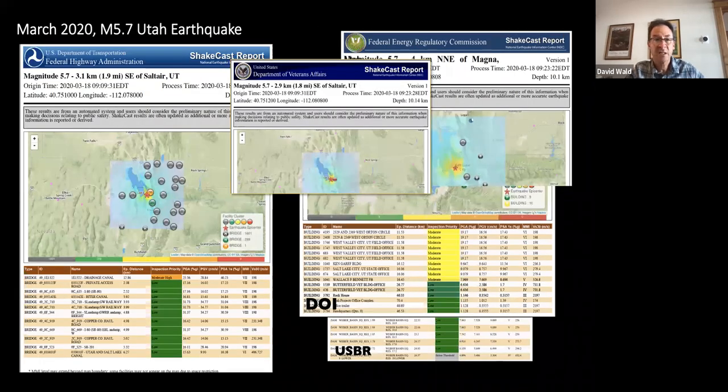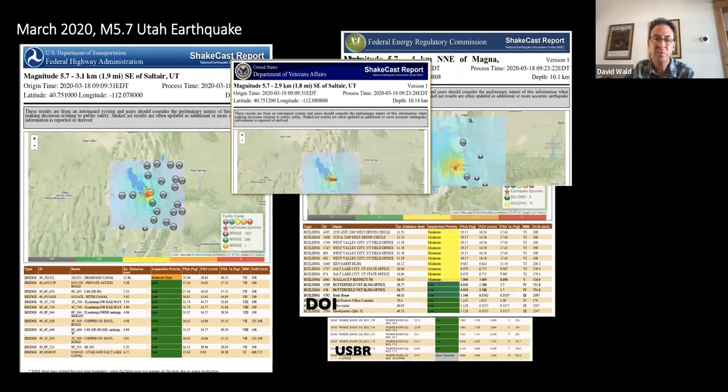So for that Magna, Utah earthquake, the 5.7, there's a number of different groups that were running the ShakeCast system. The Federal Highway Administration, the Veterans Affairs has their hospitals in the ShakeCast system. FERC is the Federal Energy Regulatory Commission. They have power generating dams, and so they have to decide whether to inspect dams. The U.S. Bureau of Reclamation also has dams. The Department of Interior is USGS's agency, and looks at our infrastructure as well.